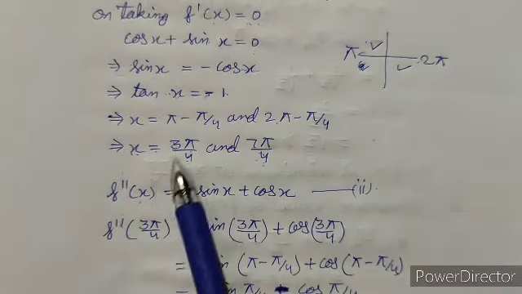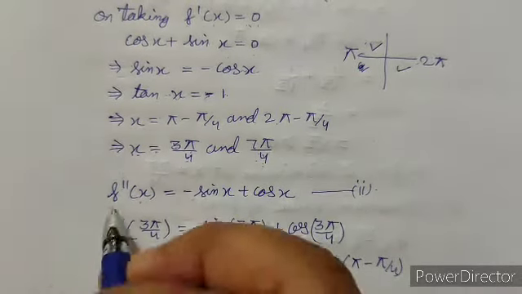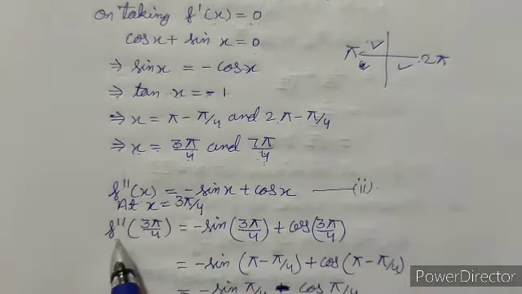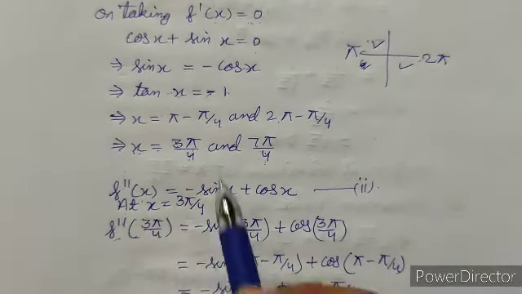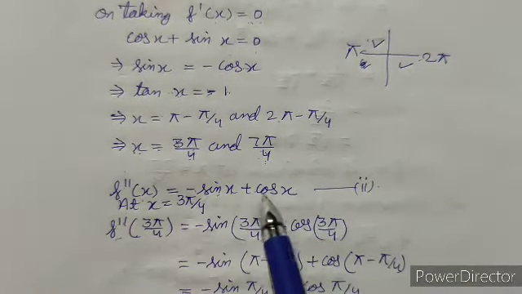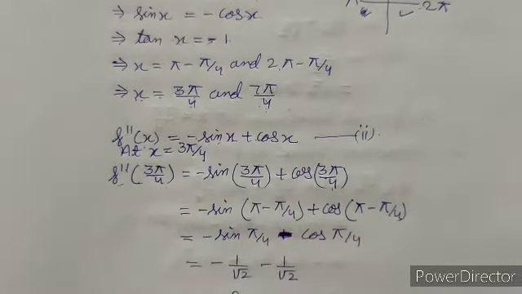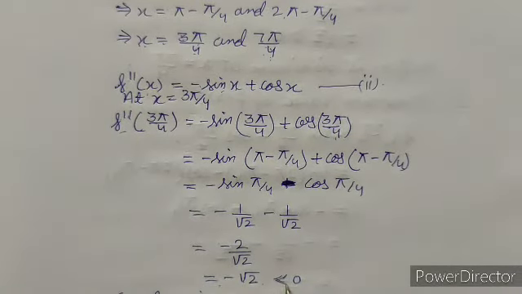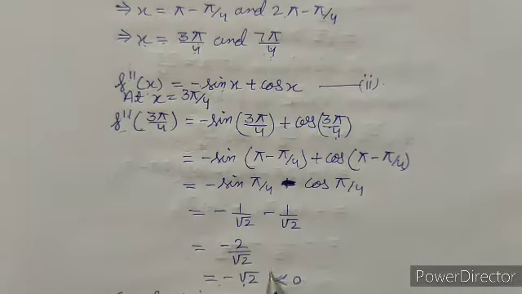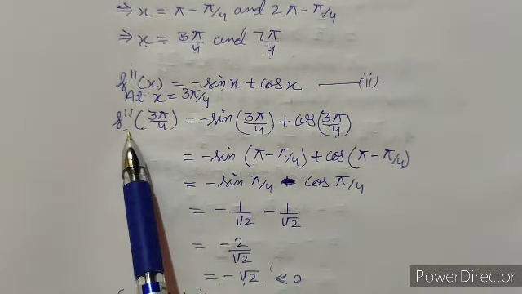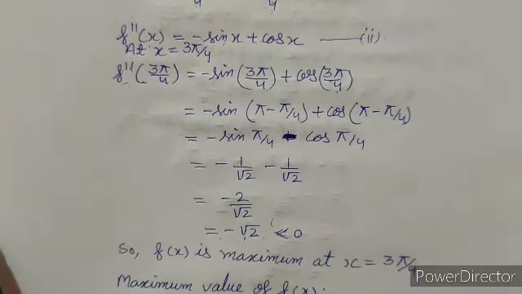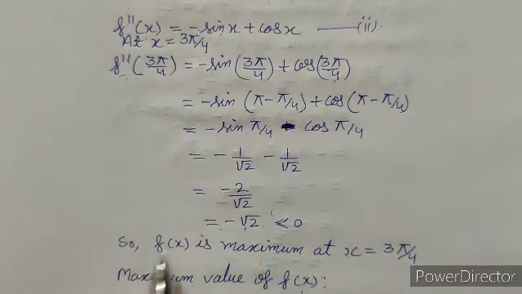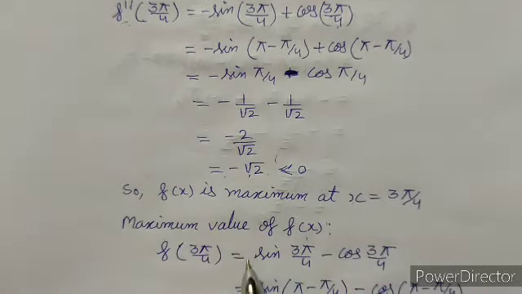Now at x equal to 3π/4, f''(3π/4) will be equal to minus sin 3π/4 plus cos 3π/4. And on solving this, we are getting it as minus root 2, which is less than 0, or negative. That means that the function f is maximum at x equal to 3π/4. So the maximum value of the function f(x) will be equal to f(3π/4).